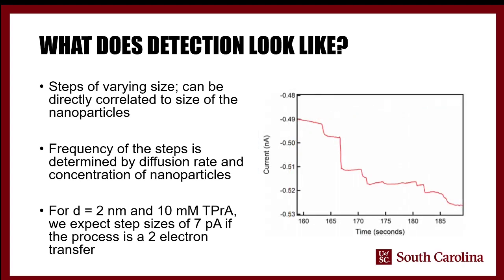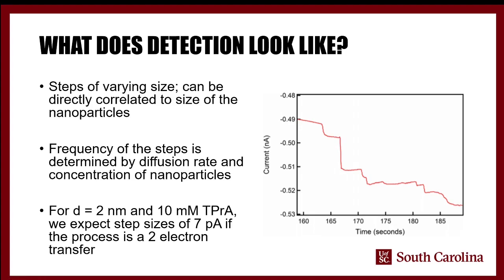So when we actually add gold nanoparticles, this is what we see. There are very clear staircase step properties to this, and that's what we expect to see. So this tells us immediately a couple of things. One is we can look at the step size. Using this one, for instance, we can see it goes from just below 0.5 nanoamps to about 0.51, and so that's actually about a 10 picoamp step.